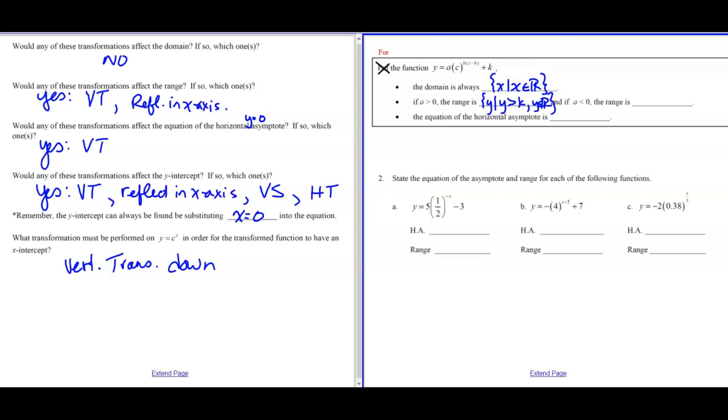And if a is less than 0, that means it's been reflected, then untranslated, so that's going to be y less than k.